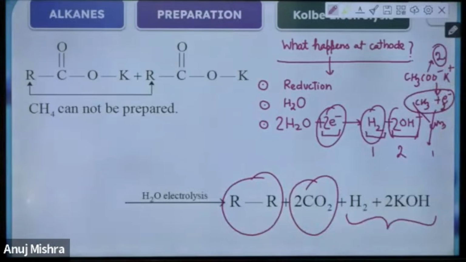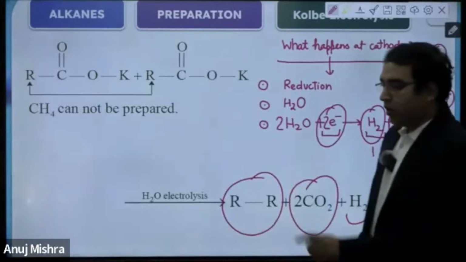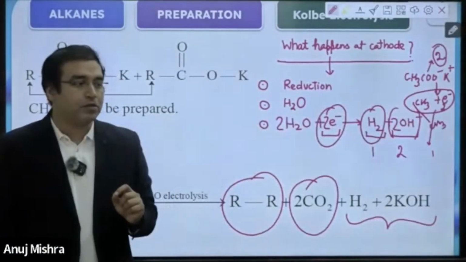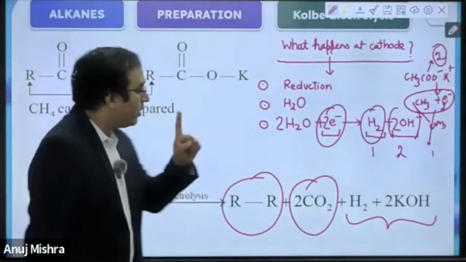Again, write one line for this. So your case number 1, which was CH3COO minus K plus, 1 mole of ethane, write it like this.